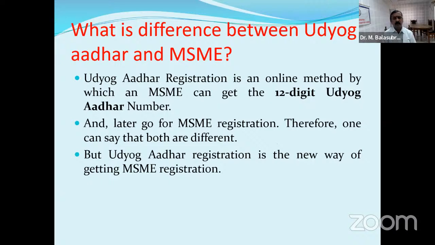What is the difference between Udyog Aadhaar and MSME? Udyog Aadhaar registration is an online method by which MSME can get a 12-digit Udyog Aadhaar number and later go for MSME registration. Therefore, one can say that both are different. But Udyog Aadhaar registration is a new way of getting MSME registration.